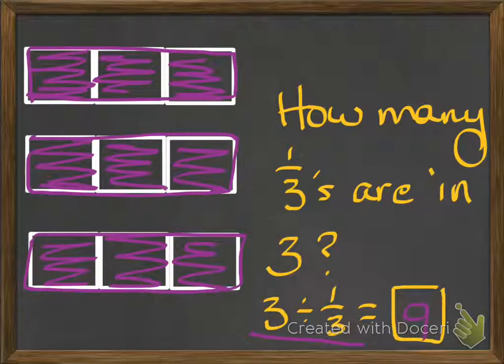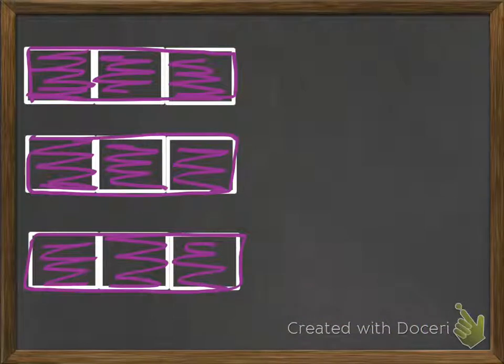Let me show you how I can do that with the division. Oops, hold on just a second. I didn't want to do that. Let me make some space here. I'm going to cut that out. There we go. So 3 divided by 1/3 we know equals 9.